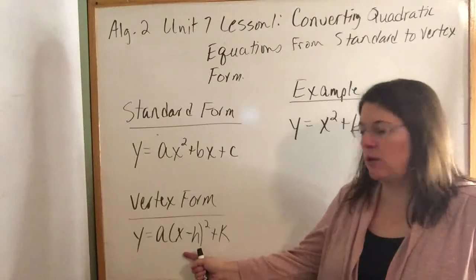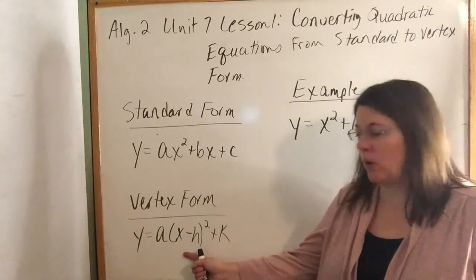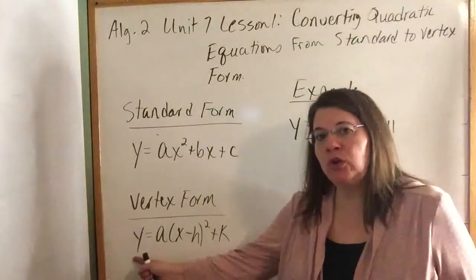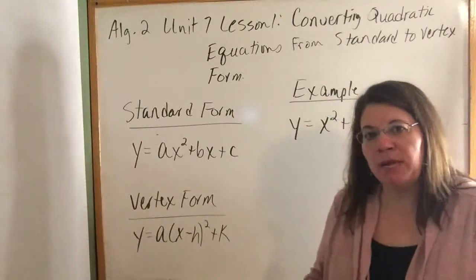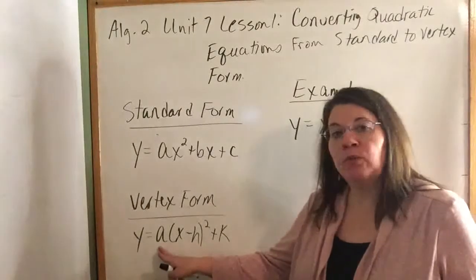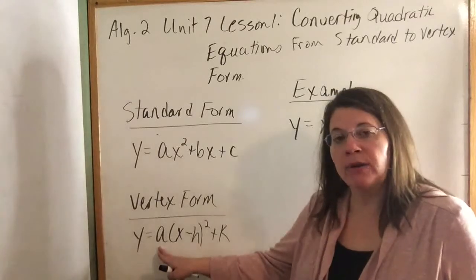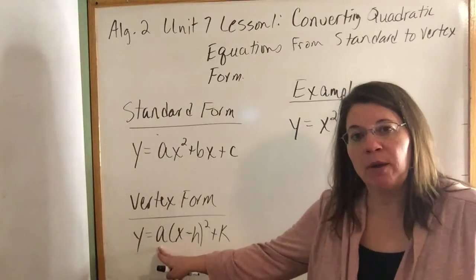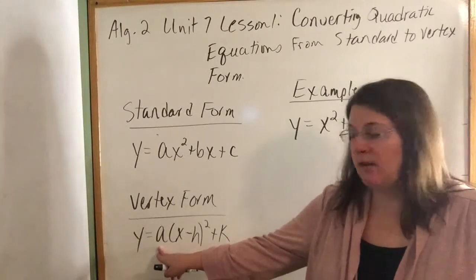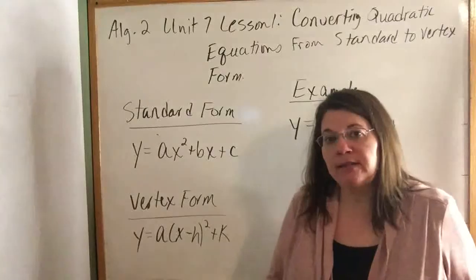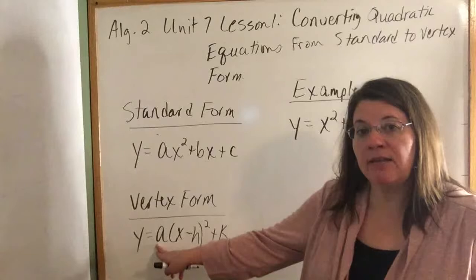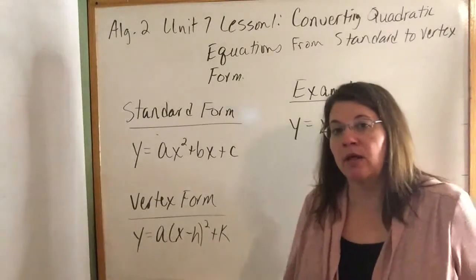Vertex form is y equals a times x minus h squared plus k. We dealt with this back in the first unit when we were talking about transformations. Your h and k is your vertex, and the a determines whether that function is wide or narrow and whether it goes up or down. If a is positive, it will be a parabola facing up. If a is negative, it will be a parabola facing down. Or positive a is concave up and negative a is concave down. You could think of it that way as well.